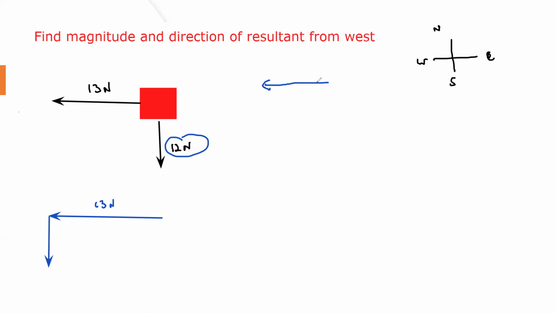I will draw the first vector. From the head of the first vector, I should draw the second vector. It's about the arrow. So this is 12 newtons. Clear? Then the resultant is always from the tail of the first to the head of the last. That is the resultant. So this will be the resultant.